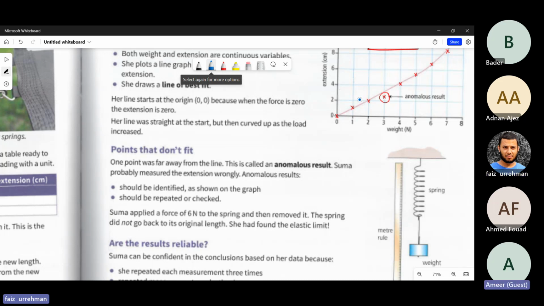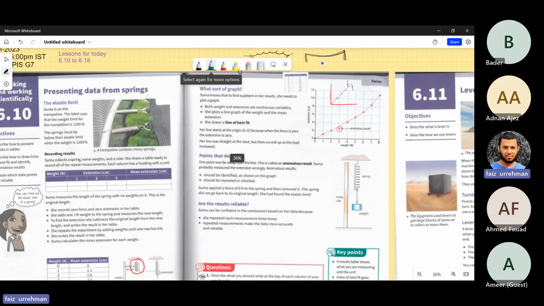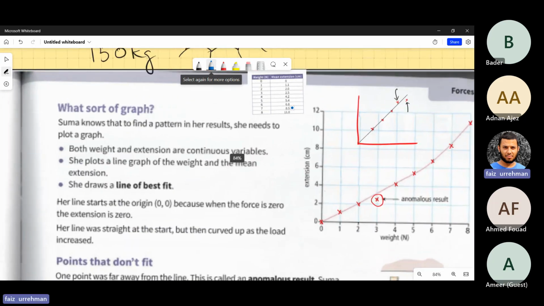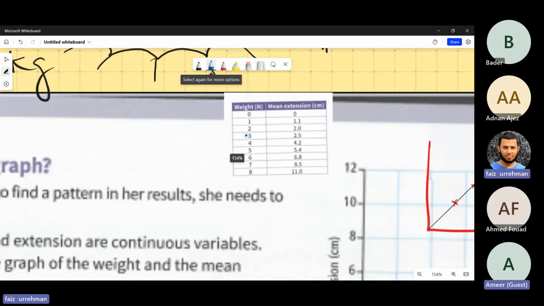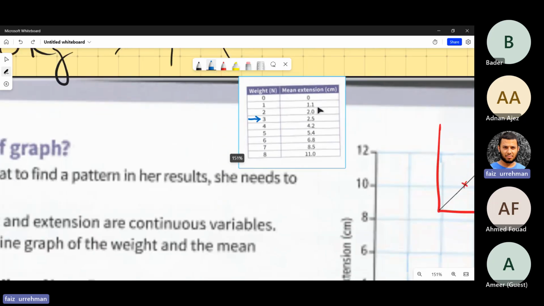At what point did it happen? It happened at 2.5, this one, when the weight was 3 Newton. So when the weight was 3 Newton, she got an extension of 2.5. She needs to recheck whether she's still getting 2.5 or not.